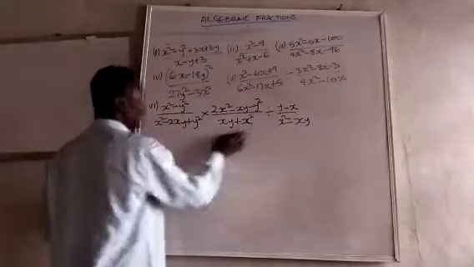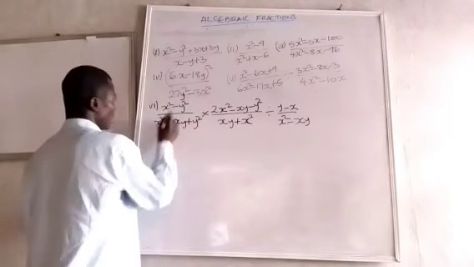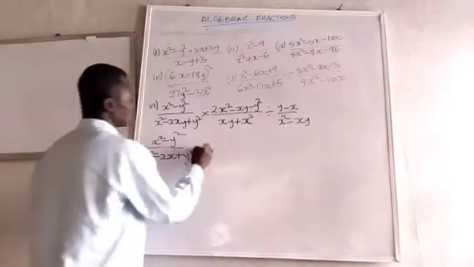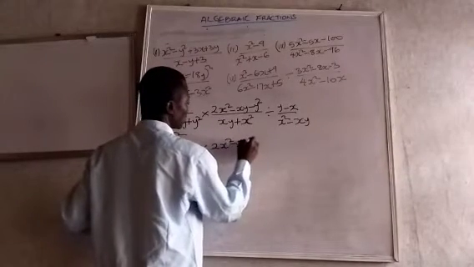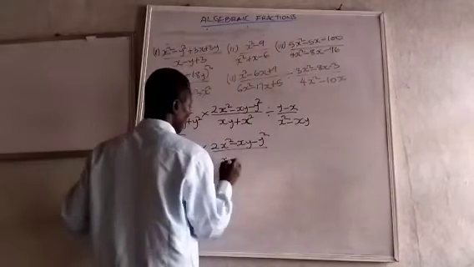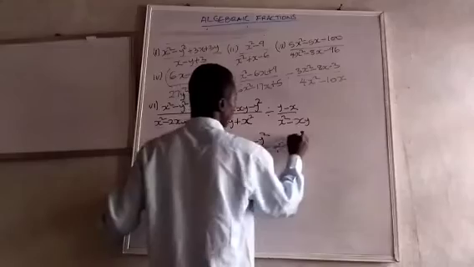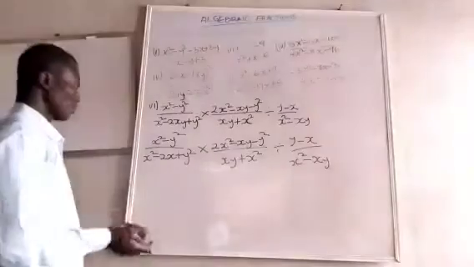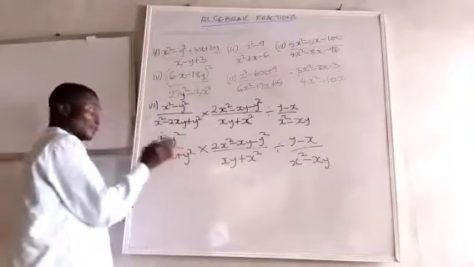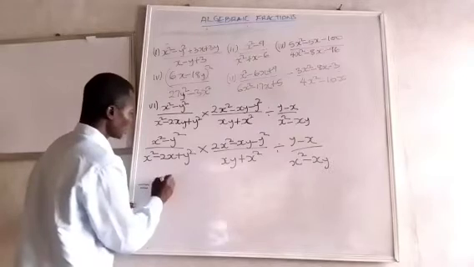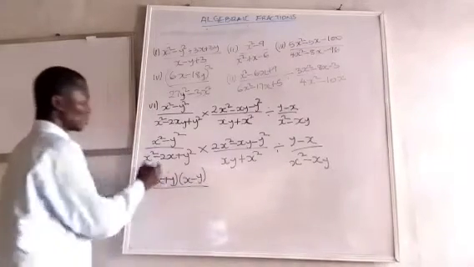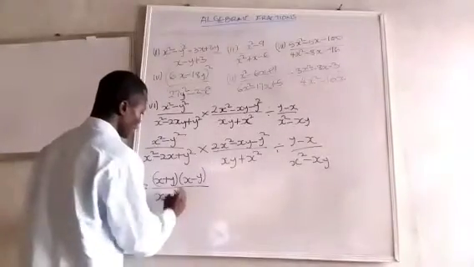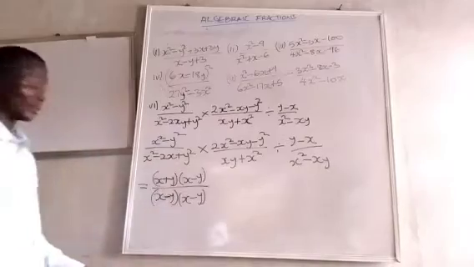Now this one is in chains of 3. This one is going to be x squared minus y squared over x squared minus 2xy plus y squared, times 2x squared minus xy minus y squared, over xy plus x squared, divided by y minus x over x squared minus xy. Now, let's break it further. This is the difference of two squares, so this one is going to be x plus y into x minus y. And this one too is a square of a difference, that is x minus y squared. Just by observation, you know.